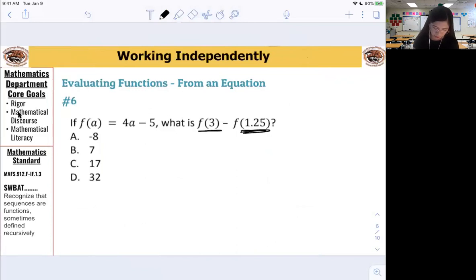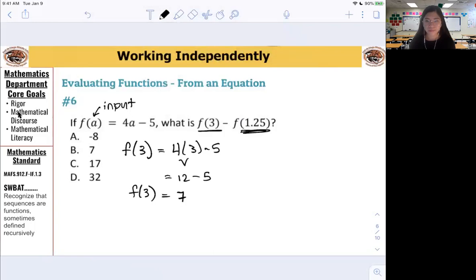So let's start with f of 3. So f of 3 means that I'm plugging in a 3 everywhere I see my a, because that's my input. So I'm going to have 4 times 3 minus 5. 4 times 3 is 12, and 12 minus 5 is 7. So f of 3 equals 7.